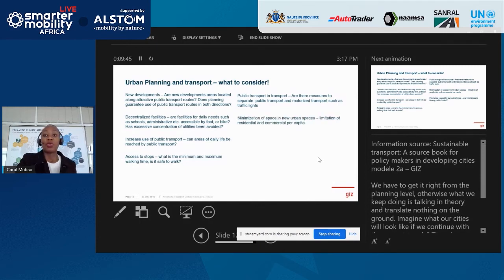Then there's the minimization of space in new urban spaces, limitation of residential and commercial per capita, because when you fail to plan for this, you are planning for infrastructure that will not serve the large population, and we know the urbanization rates in our cities is increasing. There's also the hindrance caused by parked vehicles.